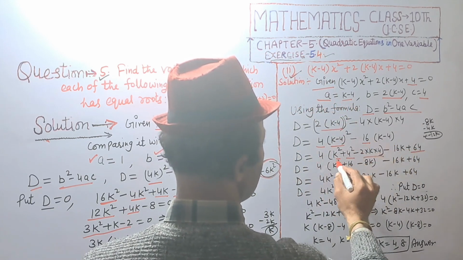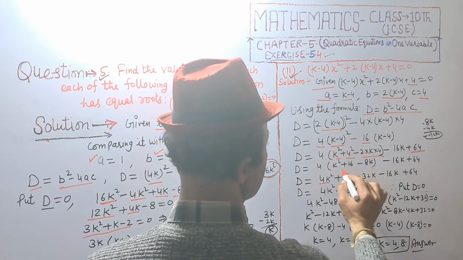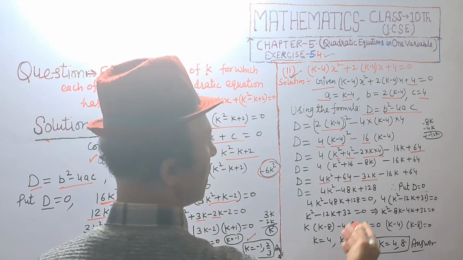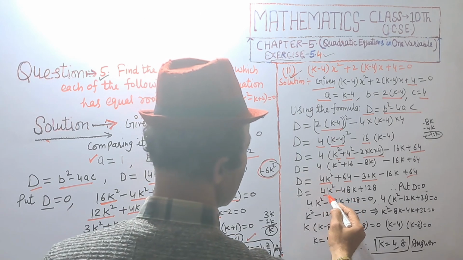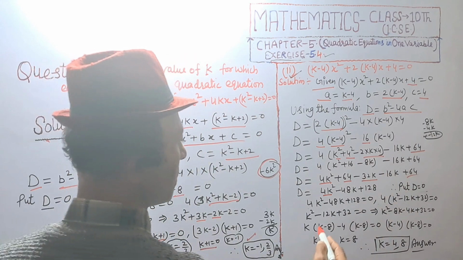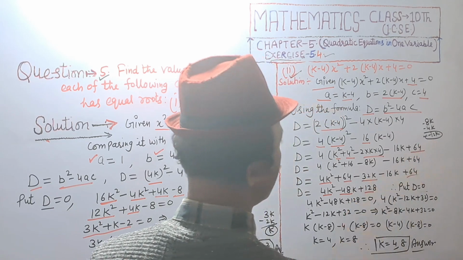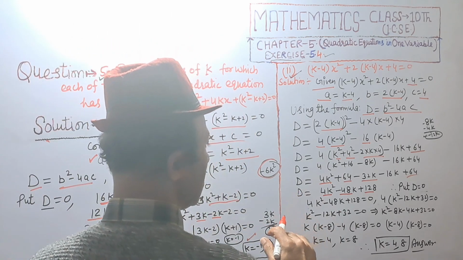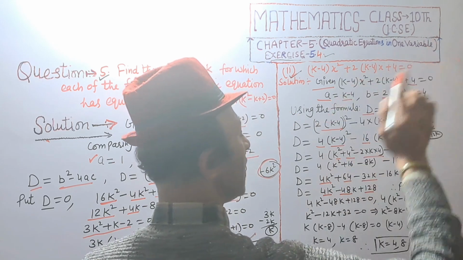And 4 is multiplying 4 into k square, that is 4k square. 4 fours are 16, 4 into 16, 64. 4 into 8k, that is minus 32k, minus 16k plus 64. And this quadratic equation is equal to 4k square, minus 32k minus 16k is minus 48k, and 64 plus 64, that is 128. To find the value of k, discriminant is equal to 4k square minus 48k plus 128. Put discriminant equal to 0.